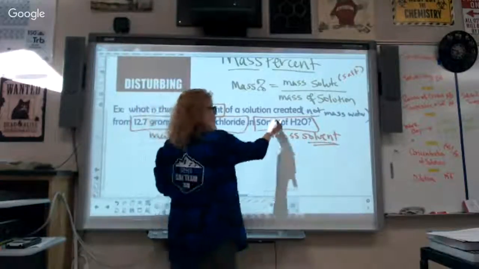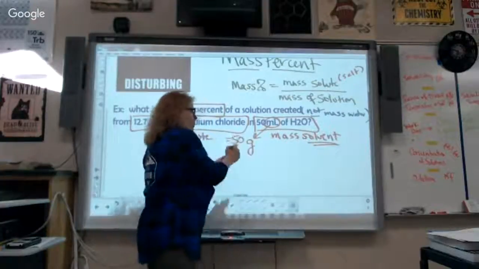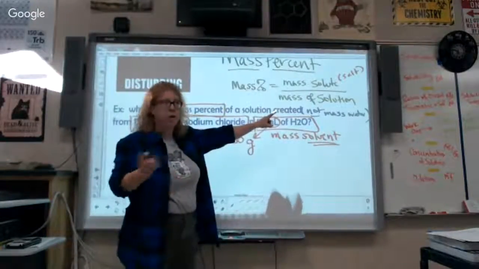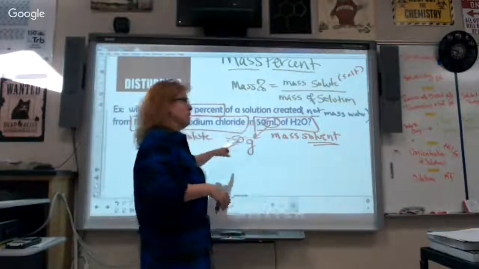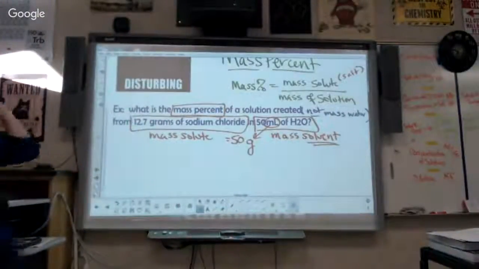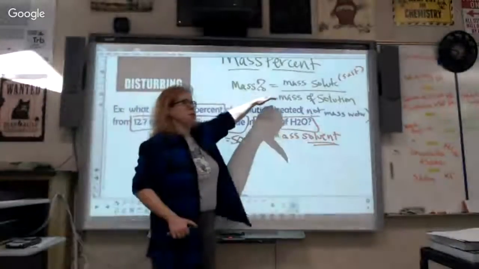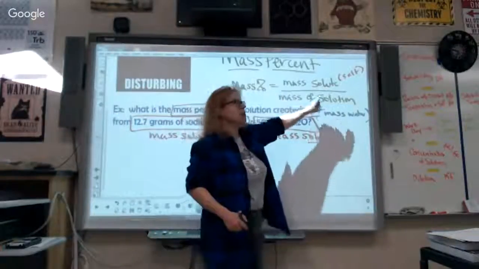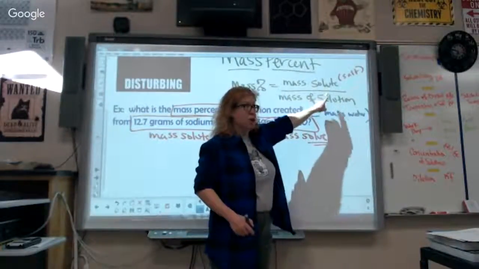The other thing to know is that 50 mils is the same thing as 50 grams. Milliliters and grams are the same thing: 1 milliliter of water weighs 1 gram. That's the other approximation we're always going to use in here. That's technically volume of solution, but we know they weigh the same amount. So how do we figure out the mass of solution? Solution is solute plus solvent.